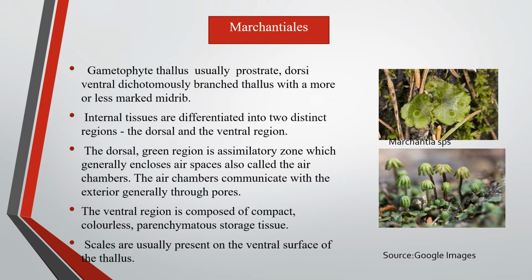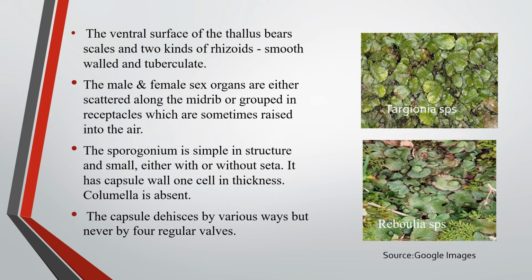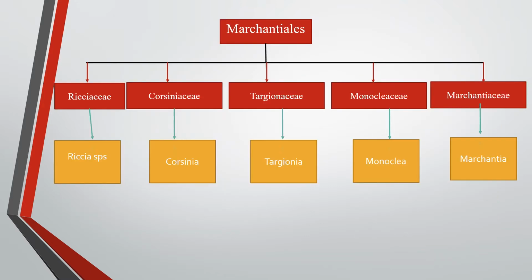It has a similar structure to that of Riccia. The ventral region is composed of compact, colorless parenchymatous storage tissue. Scales are usually present on the ventral surface of the thallus. The ventral surface bears scales and 2 kinds of rhizoids, smooth-walled and tuberculate. The male and female sex organs are either scattered along the midrib or grouped in receptacles, which are sometimes raised into the air. The sporophyte is simple in structure and small, either with or without seta. It has a capsule wall 1 cell in thickness. Columella is absent. Capsule dehisces in various ways, but never by 4 regular valves. You have only to study up to orders.